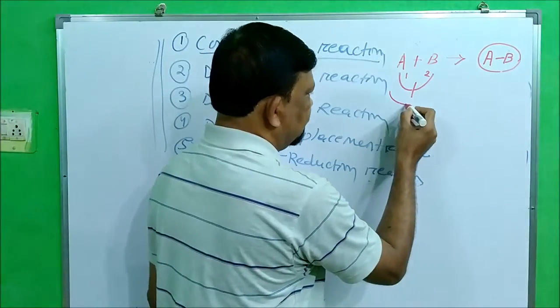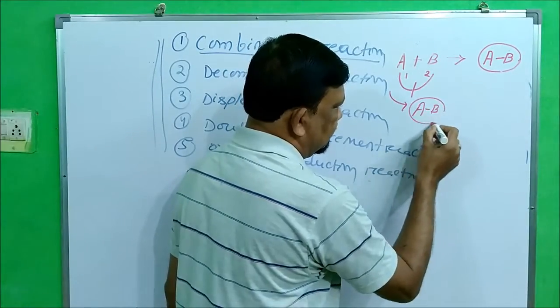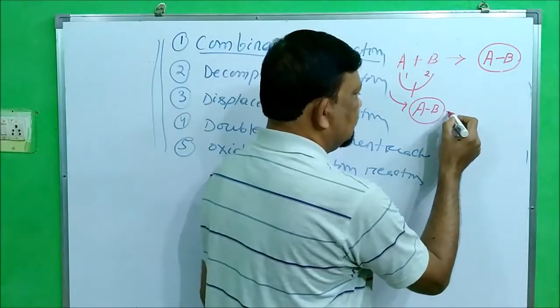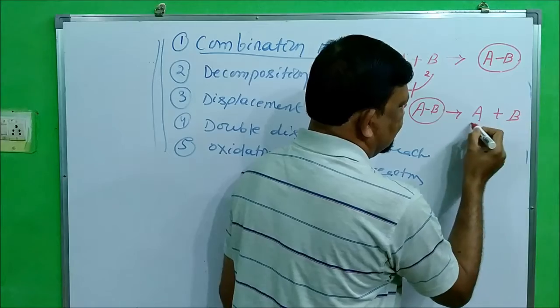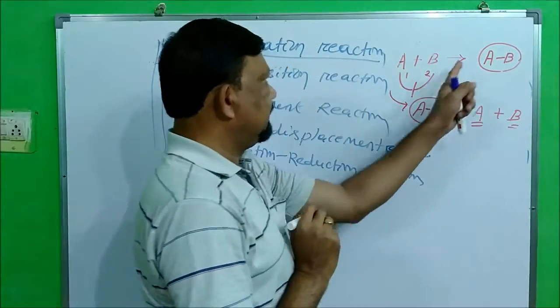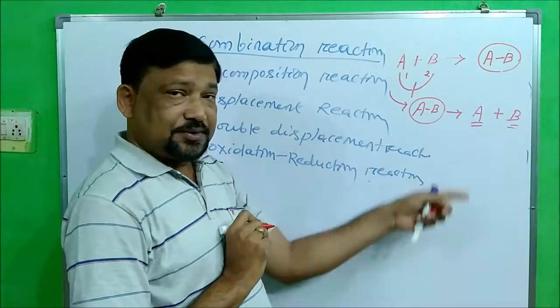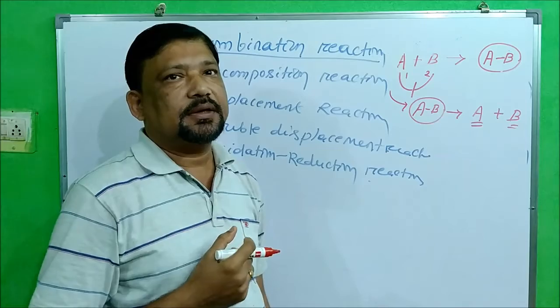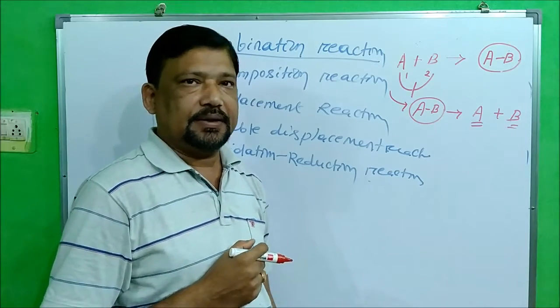Next one is decomposition. In this decomposition process, a compound gets broken down to its original elements. So it is a reverse of combination reaction. These reactions may be exothermic or may be endothermic. That depends on the requirement of energy or evolution of energy.